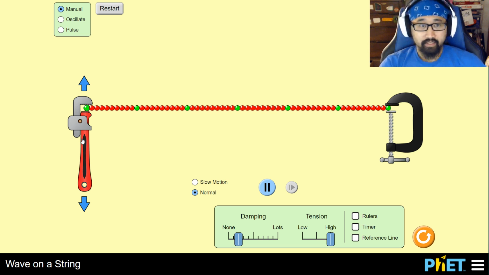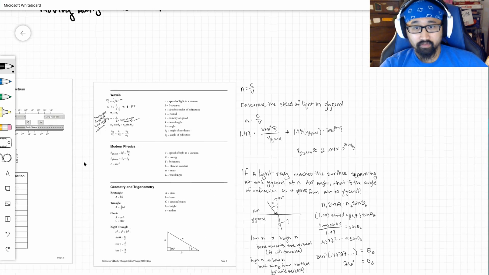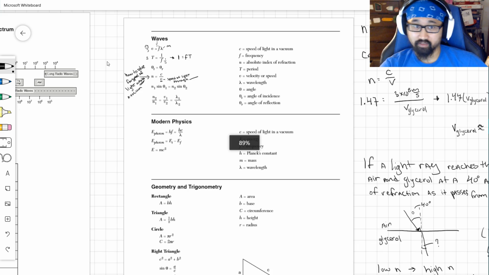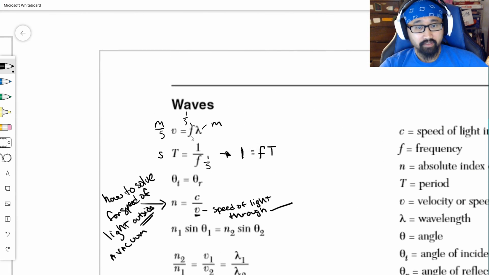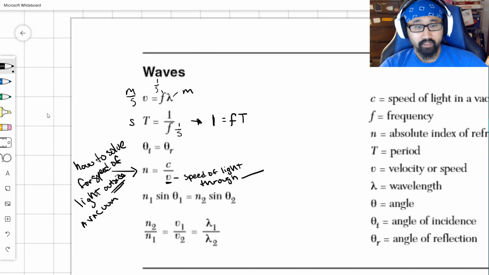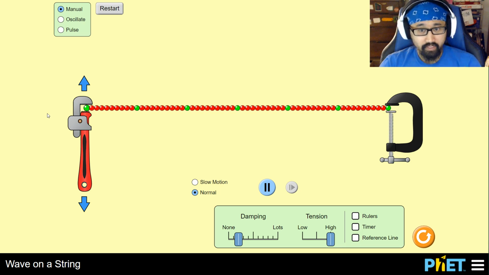Now, in order to find velocity, and if I flip back, there it is. For other stuff, velocity is just distance divided by time. But for waves, velocity is frequency times wavelength, right? So frequency is how many waves go by per second. The wavelength is literally how long is the wave.